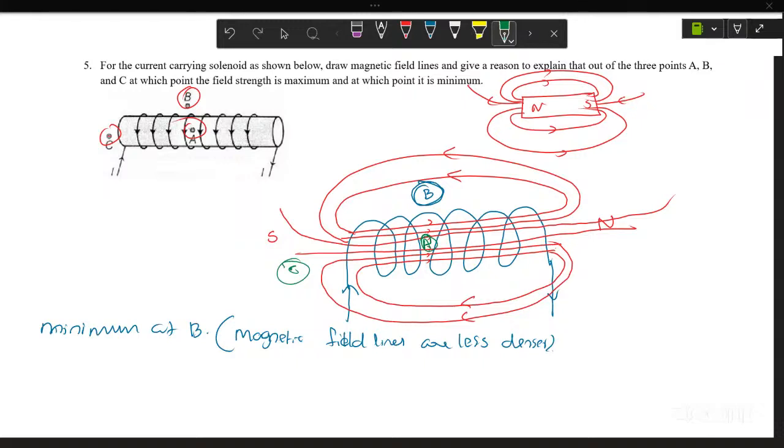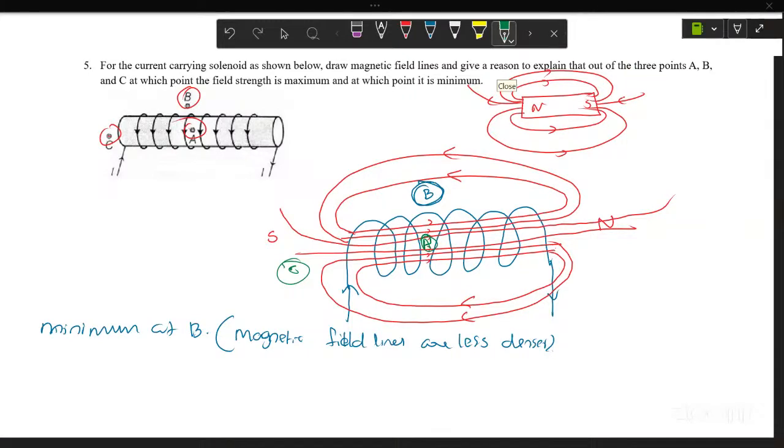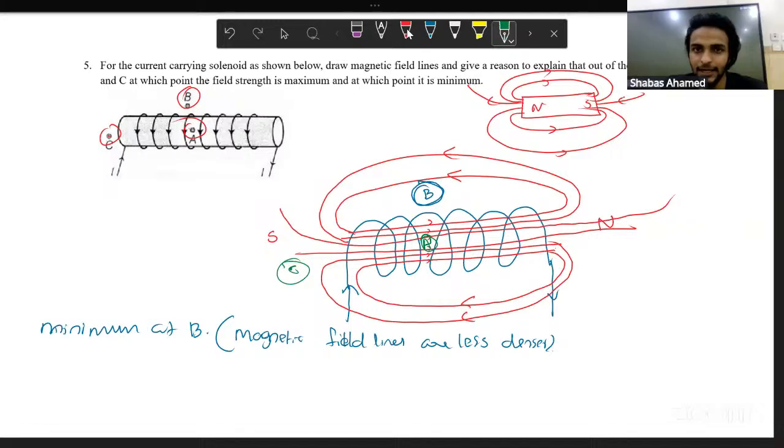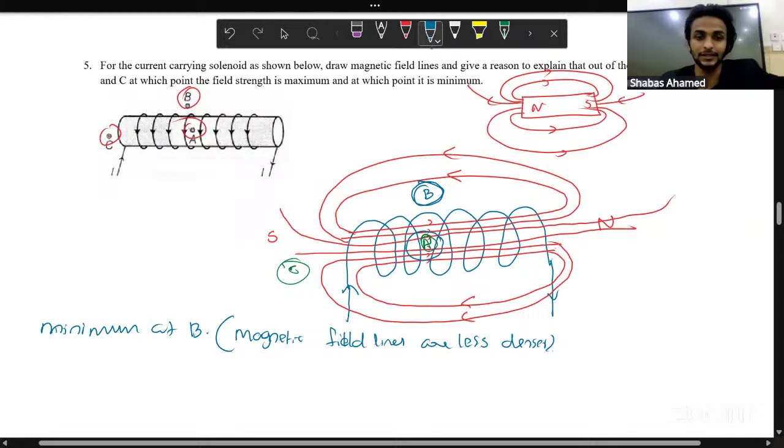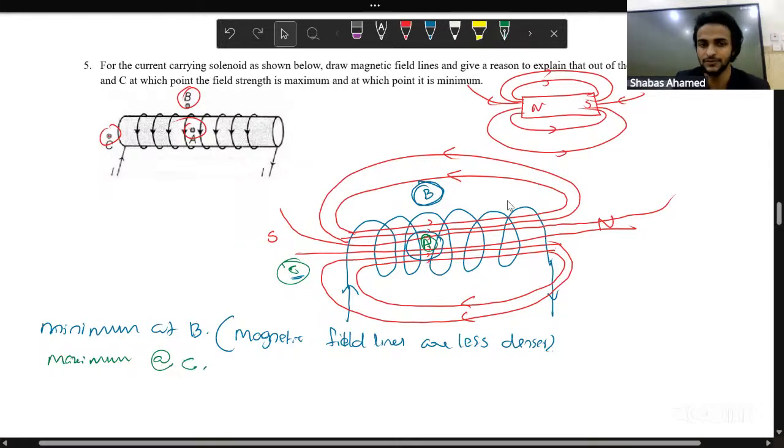Yes, sir. Are you sure? A. Anyone? Yes, sir. At the point A, the magnetic field will be maximum because at the point A, the number of field lines is more when compared to C. So we can say maximum at the point C because the number of magnetic field lines is more there. Understood? Very simple question.